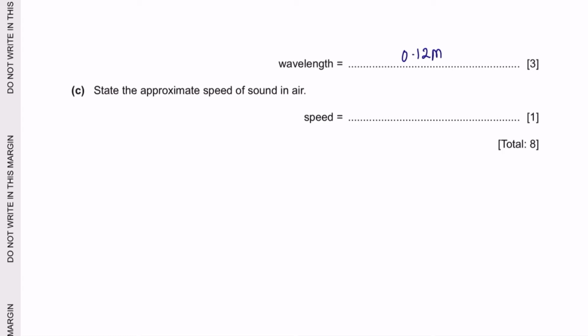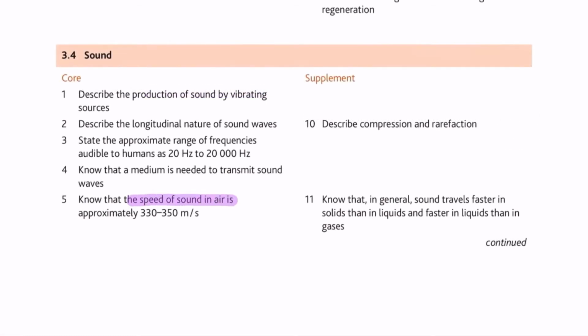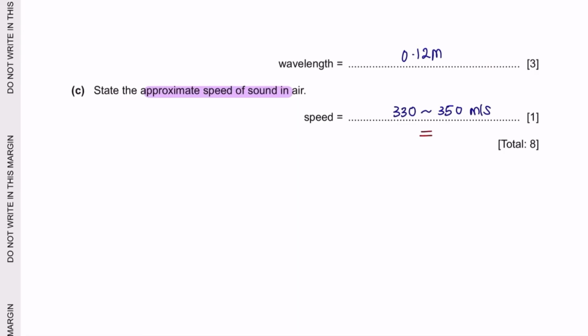Next, question part C. State the approximate speed of sound in air. The speed of sound in air is approximately 330 to 350 meters per second. So you can write any value between 330 to 350, including your unit.